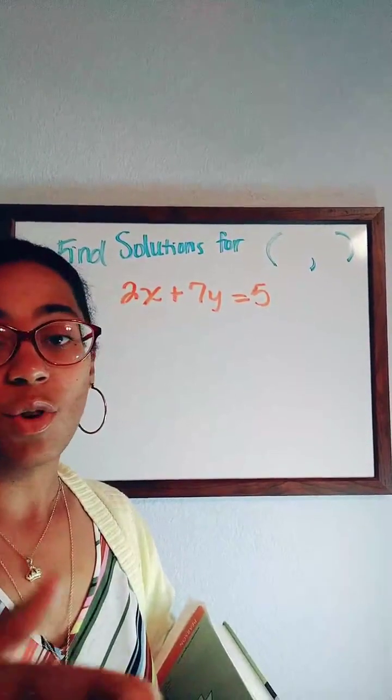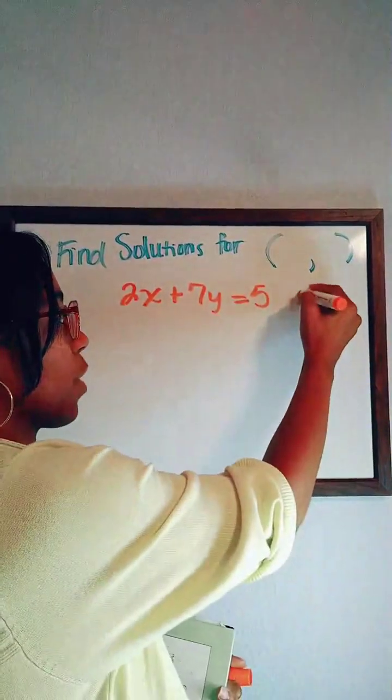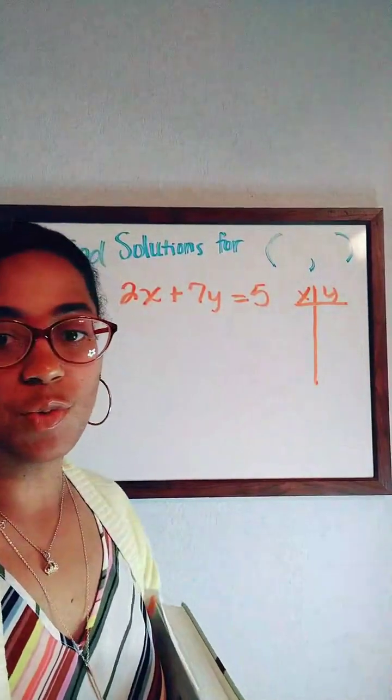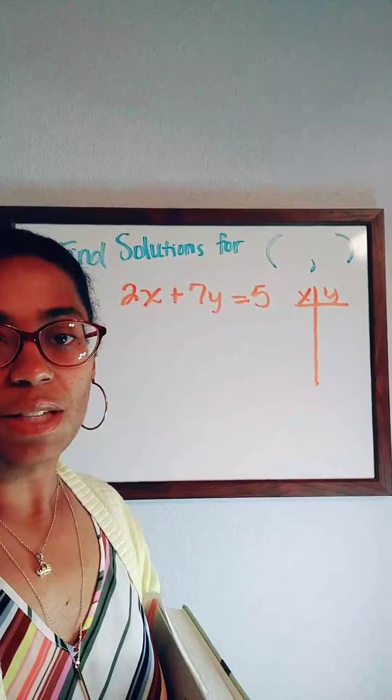You can find X or Y. So that's why we have our little table over here. You can substitute in a value for any variable that you want to and then solve for the missing variable.